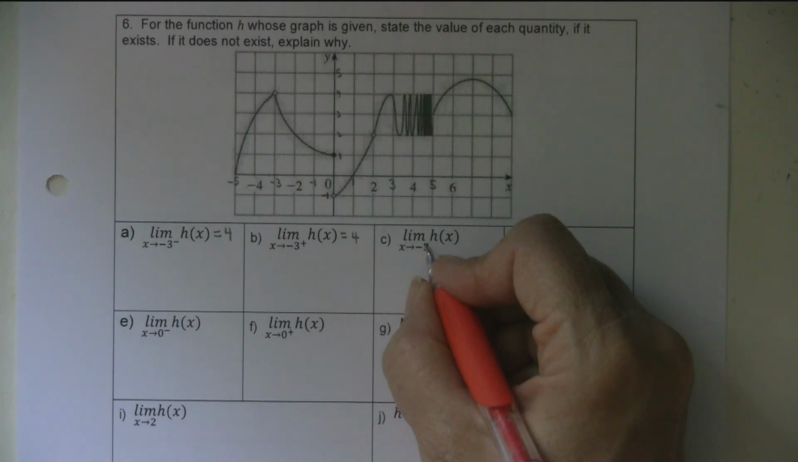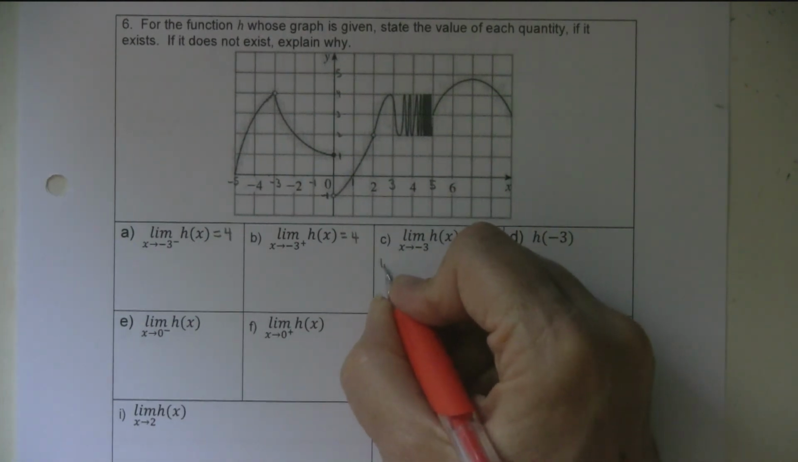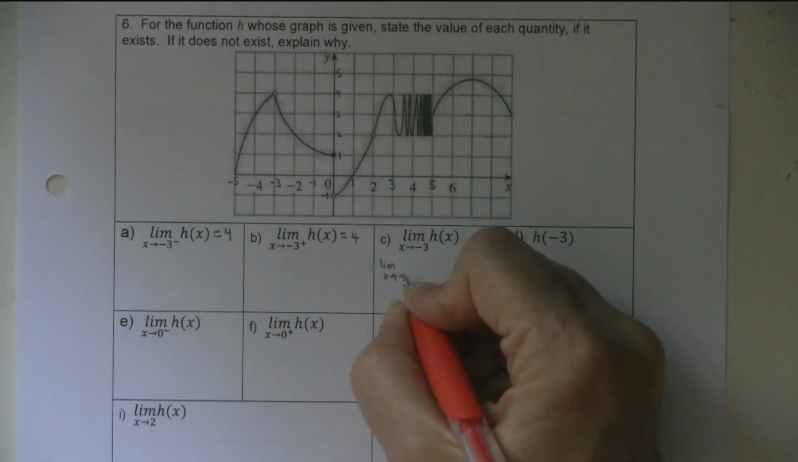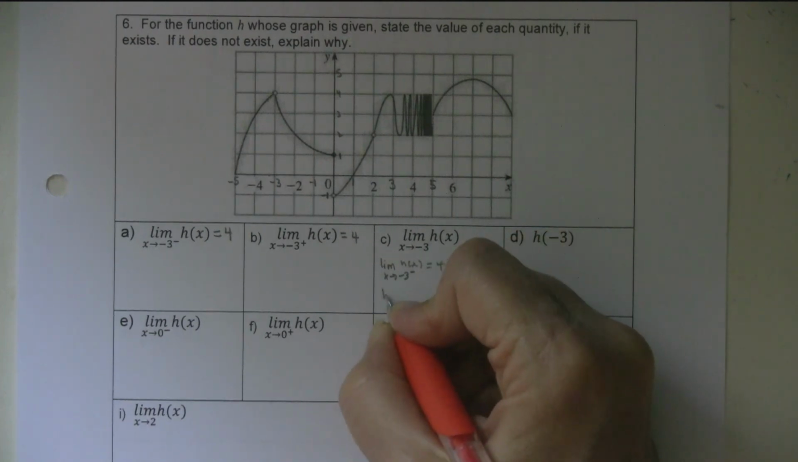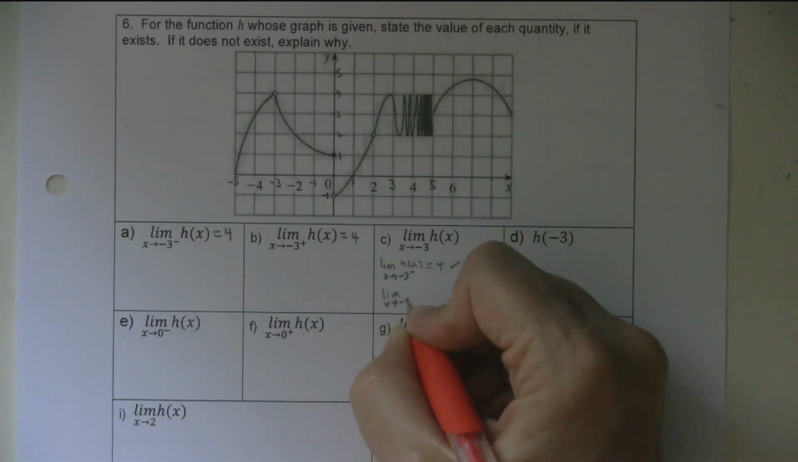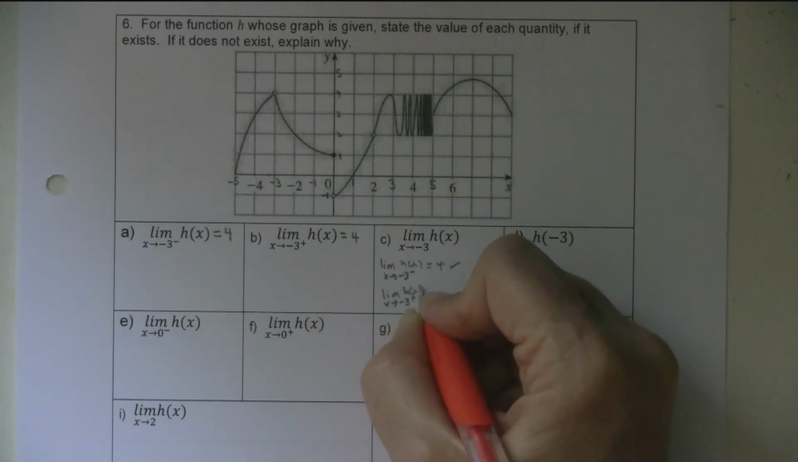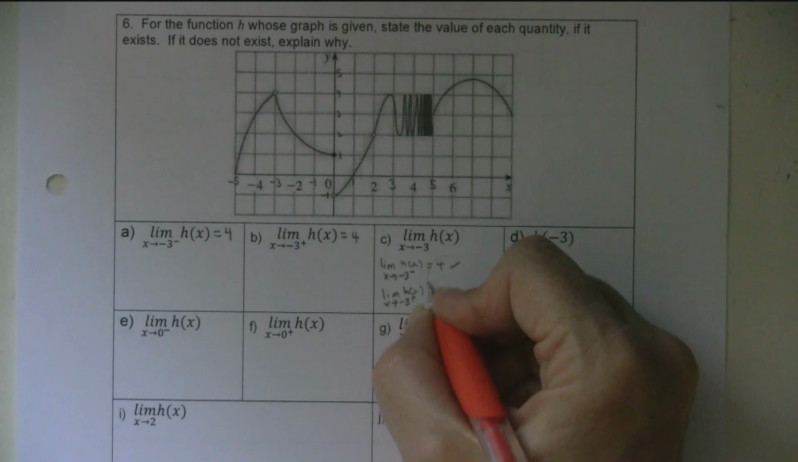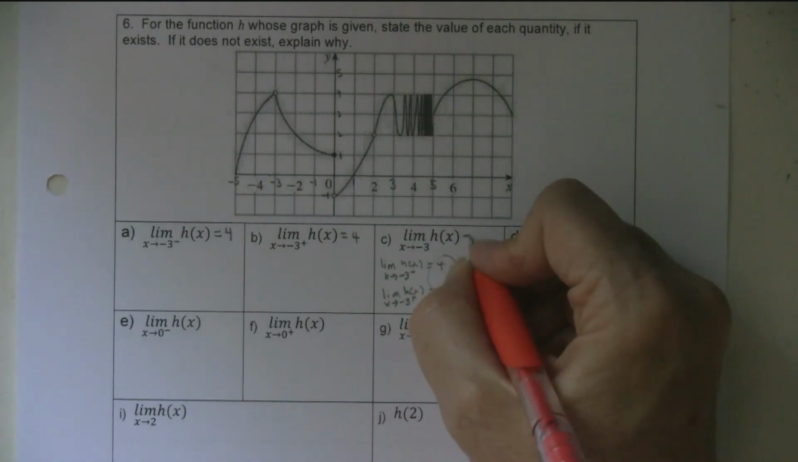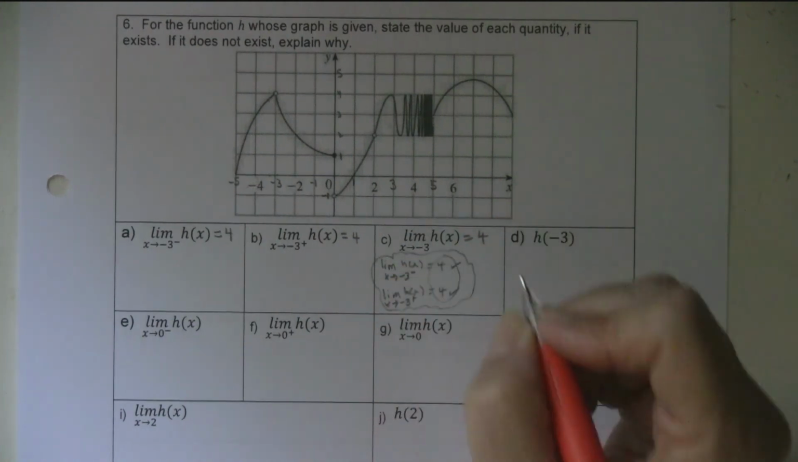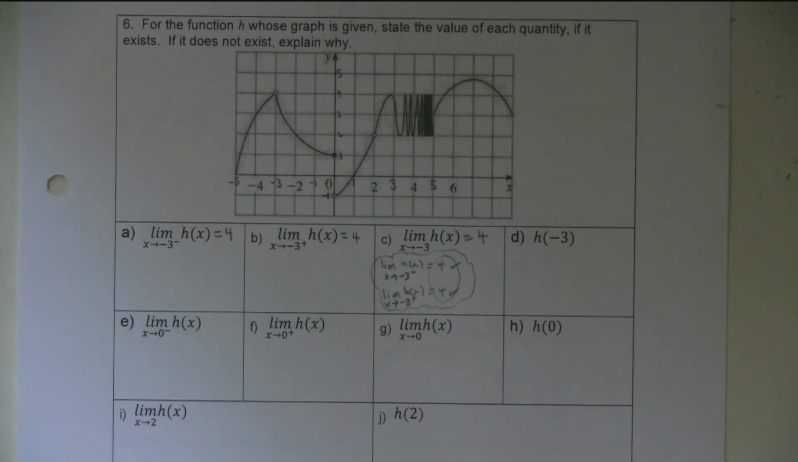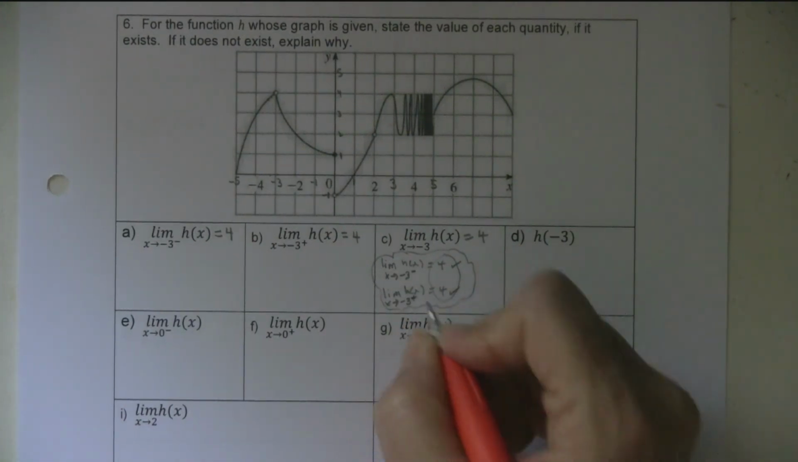And in order to find this, I would have to look at both. I'd have to look at the limit as x goes to -3 from a little bit smaller than, which was 4, and the limit as x goes to -3 from a little bit bigger, which is equal to 4. And because these are the same and they both exist, then this is equal to 4. If someone asked me to justify my answer, I would say: well, the left limit is 4, and the right limit is 4, so that must mean the limit is 4.